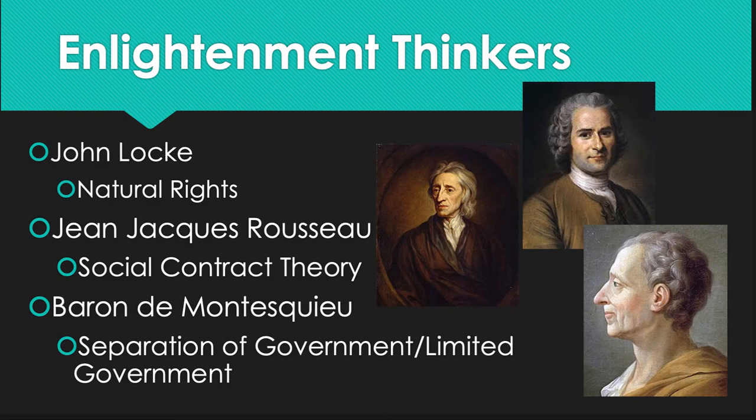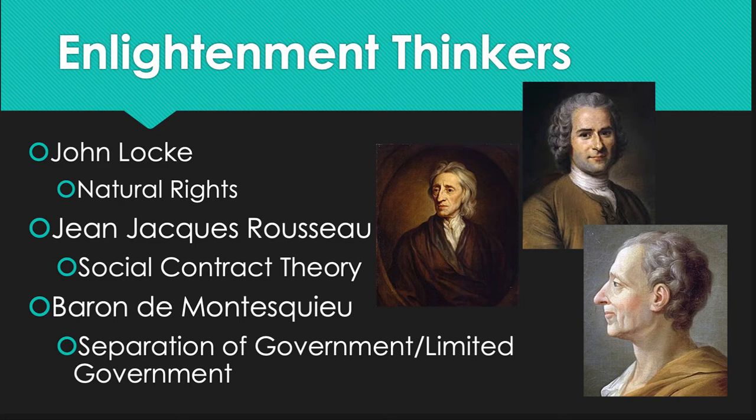Some Enlightenment thinkers are going to heavily influence the colonists' way of thinking. These should be people that we remember from years past. John Locke, the natural rights theory, stating that people have natural rights just for being people. Okay, these are rights: life, liberty, and pursuit of happiness now, but property were originally what John Locke had proposed.